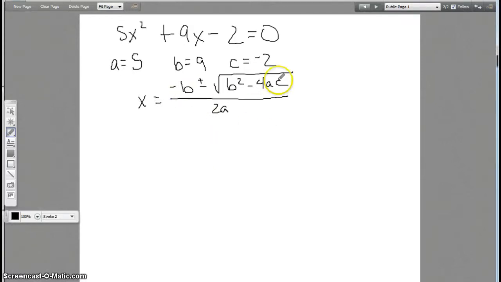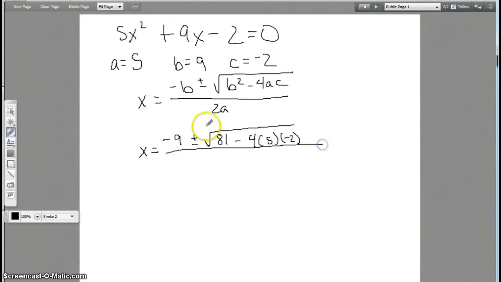Okay, so now I'm going to plug in my values for a, b, and c. X equals negative b. Well, our b is 9, so negative b is negative 9. Then we have plus or minus the square root b squared. Well, our b is 9, so when we square that, we get 81. Minus 4ac. That's minus 4 times our a, which is 5, times our c, which is negative 2. All of that is over 2a. Well, our a is 5, so 2 times a is 10.